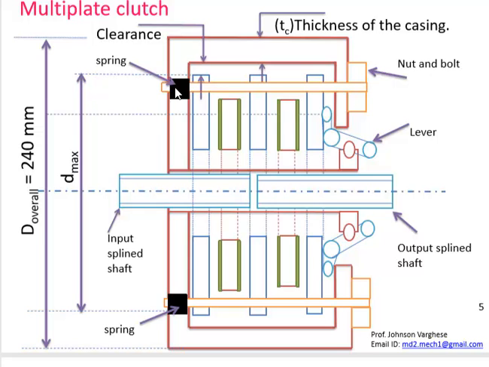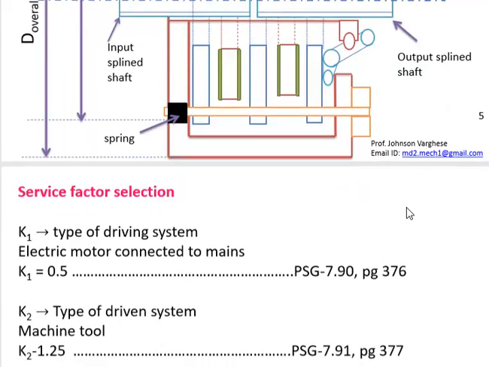As we know, the clutches are generally in engaged position. That means the clutches help the power to be transmitted from the engine to the machine tool. The plate diameter is given as small d max, so that is the maximum diameter of the plate which we need to identify. Now, as we have gone through this layout diagram of the multi-plate clutch, we would like to see how we go with the design.